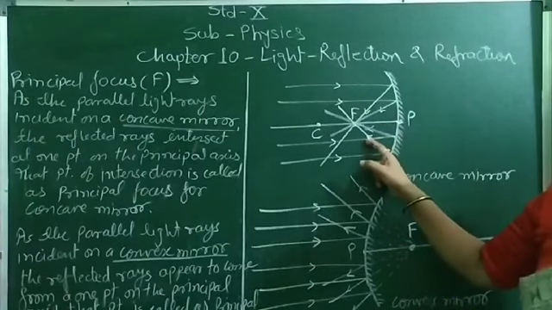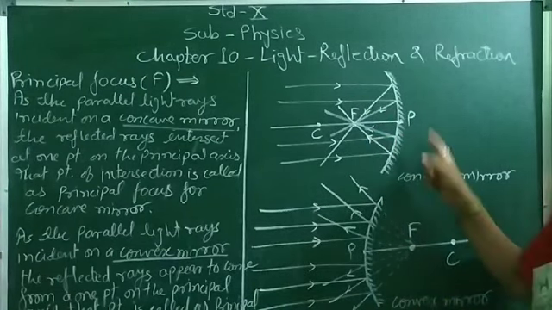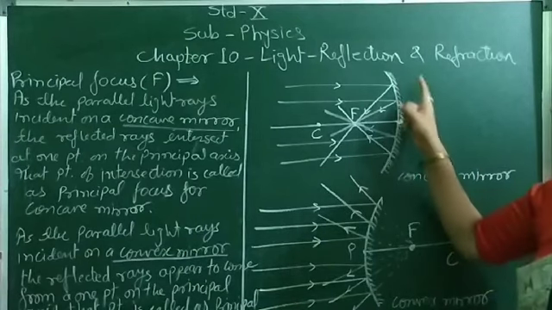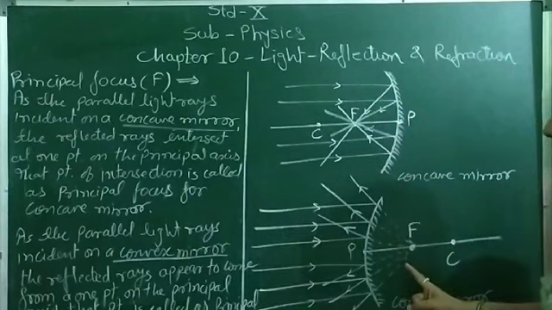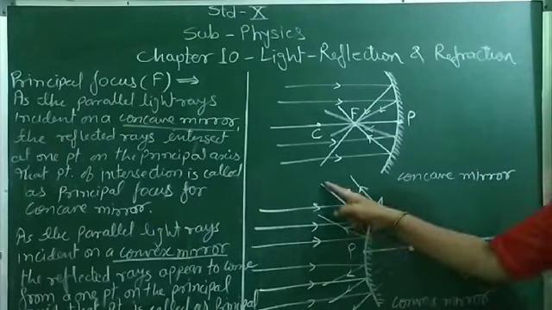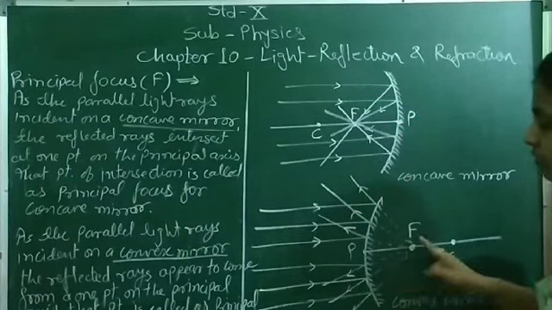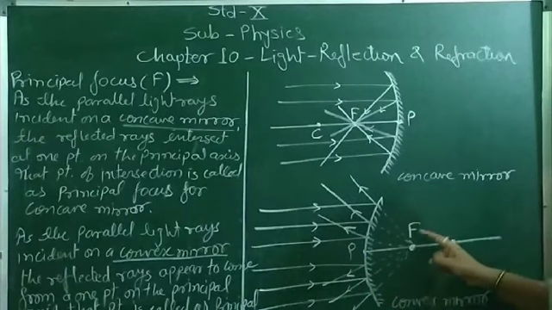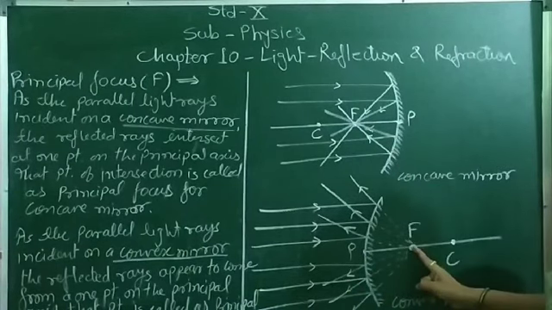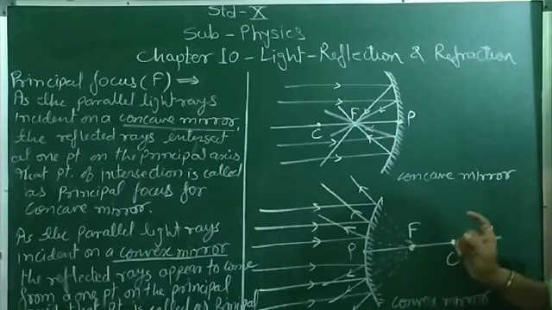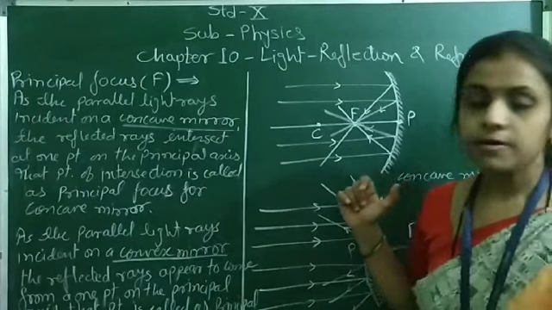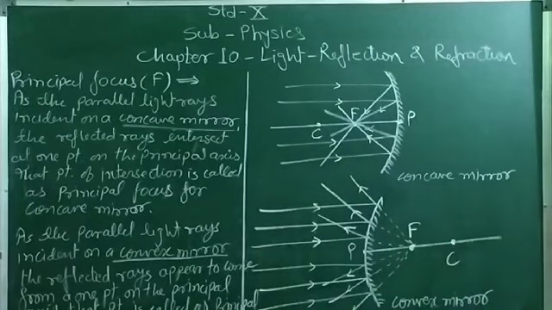In case of a concave mirror, the reflected light rays intersect at one point, and in case of a convex mirror, the reflected rays appear to come from one point. That point is called the principal focus, and it is denoted by F. Hope you understand what you mean by the principal focus.